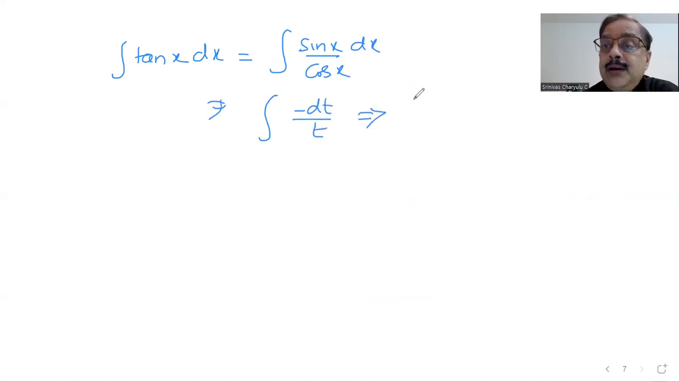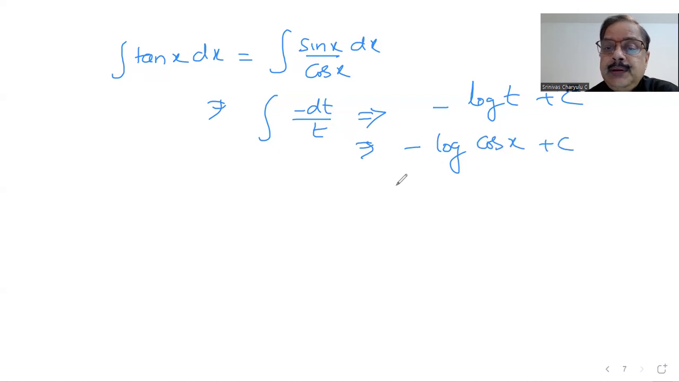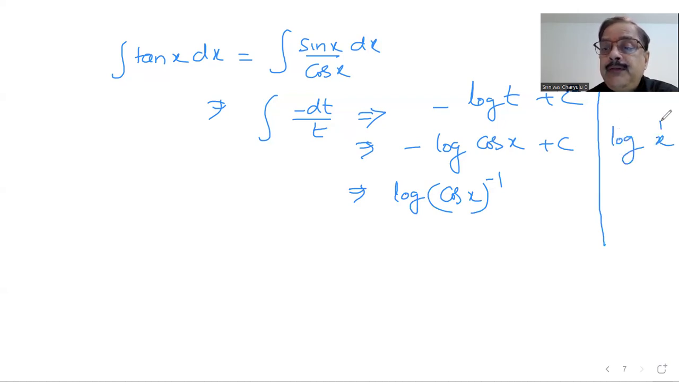So 1 by t, that's called log t plus c, minus log. Now t stands for cos x. So minus sign, you write like this. Your logarithmic formulas, 8th or 7th, I remember. Log x to the power of n is called n log x. This formula we used here. Log cos x whole to the power of minus 1, minus log cos x. Okay.